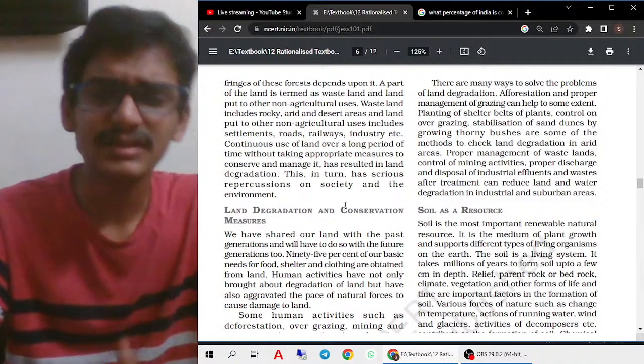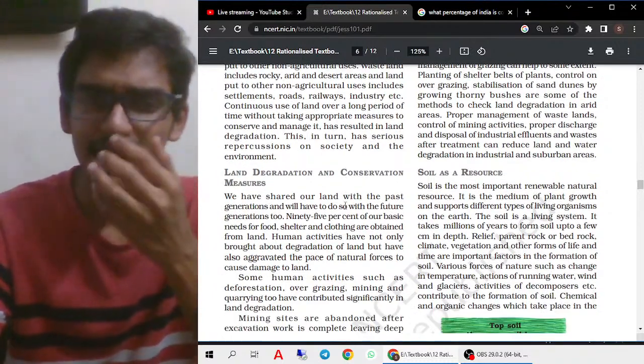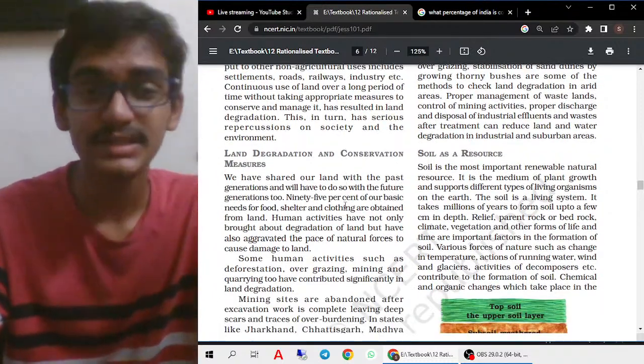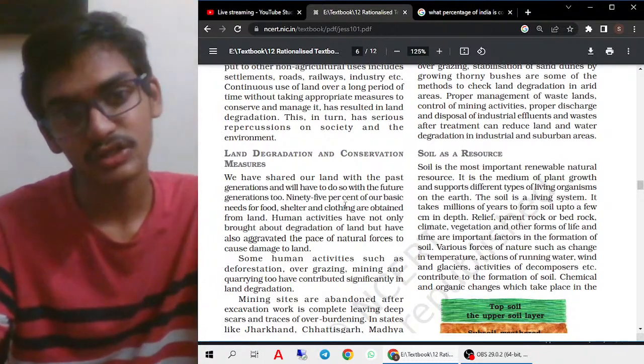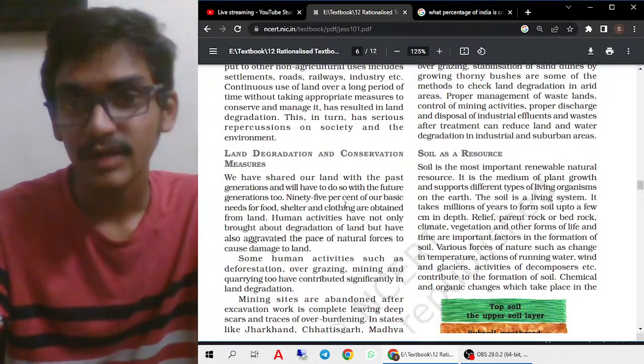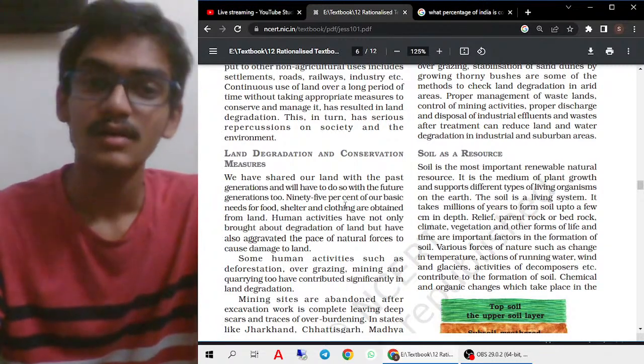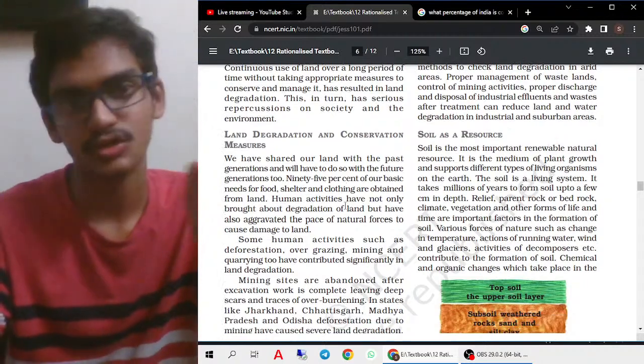Because of all the land pollution, the land is not utilized properly, and because of this it is causing land degradation and also the destruction of forests. Deforestation is reducing the forest area, and it is also causing land degradation, that is, land pollution.